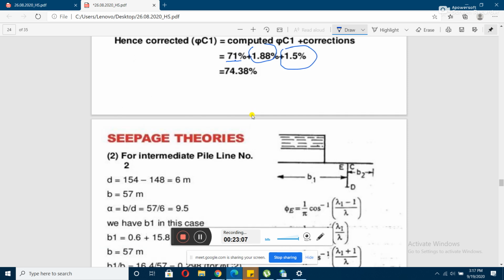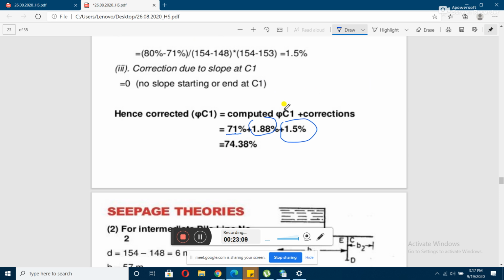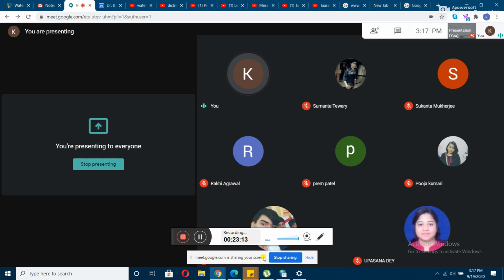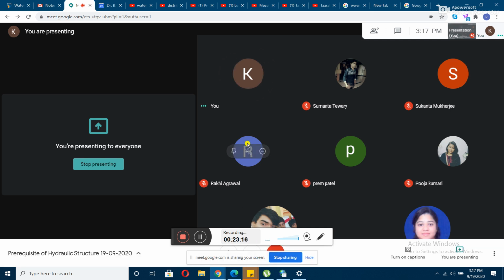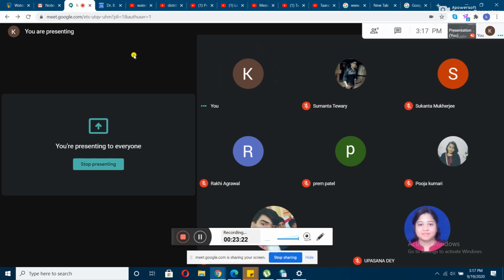Okay, so has everybody understood this particular part for the upstream pile? Just let me know whether you have understood or not. Yes or no? Yes, sir. Okay.